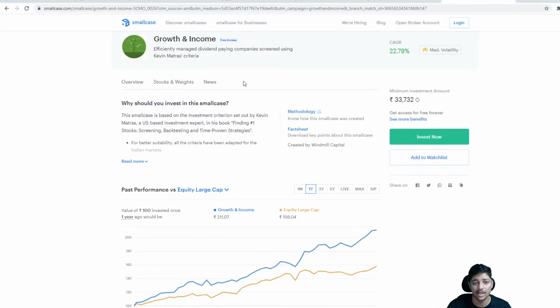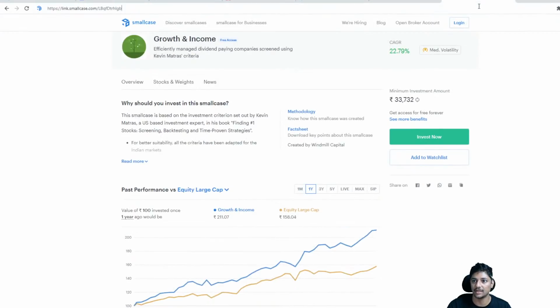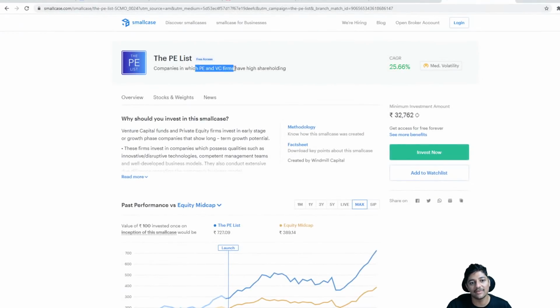I have covered 33. I will show you the other one as well, which is the PE list. Now this is something I like somewhat. I'll tell you why I like this. Because this shows all the companies that PE and VC firms have invested in. Now, you guys know that if PE and VC firms have invested in a company, they want good returns. Very simple funda, right? If PE and VC firms invest in something, they want good returns.